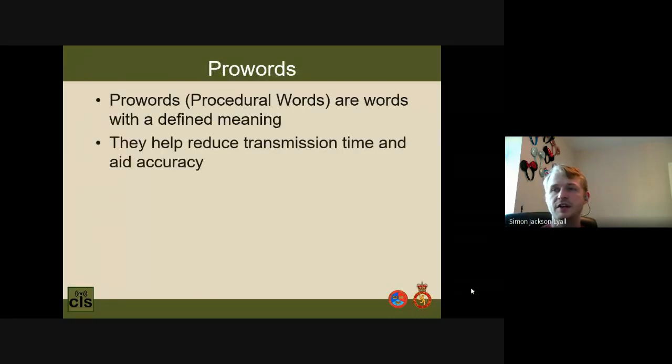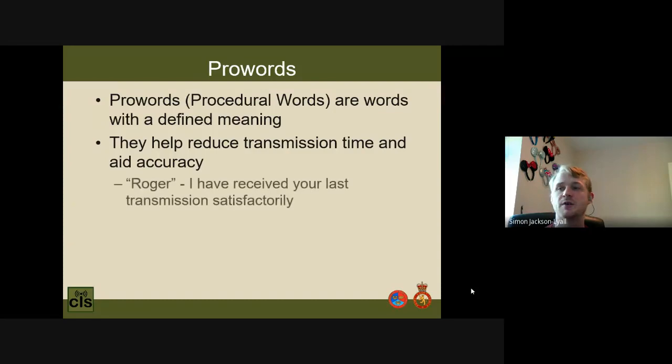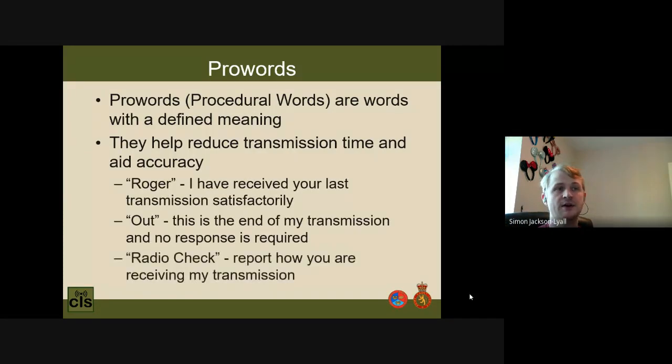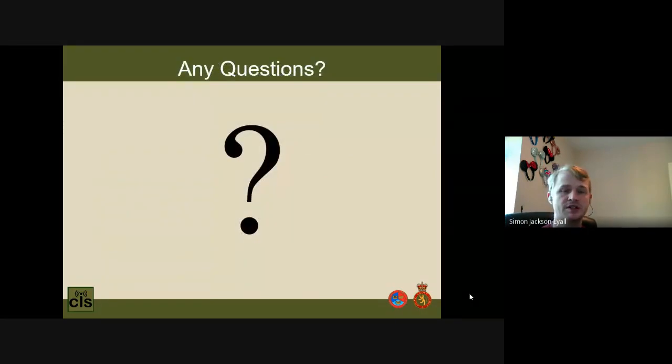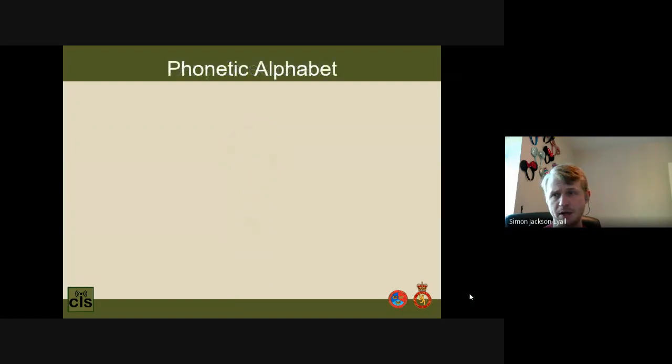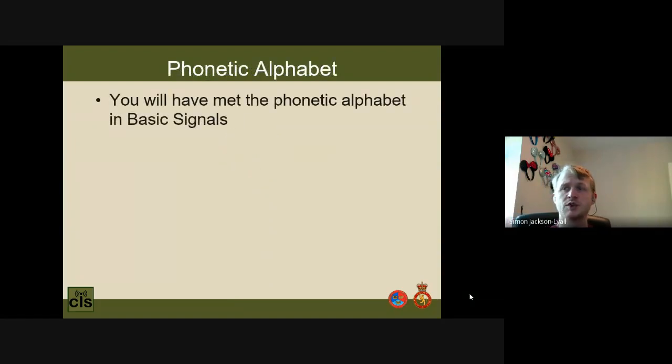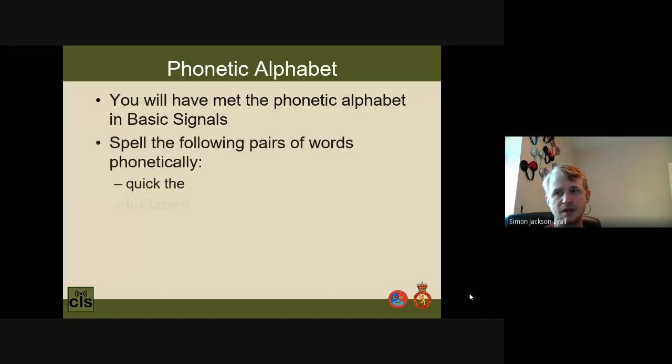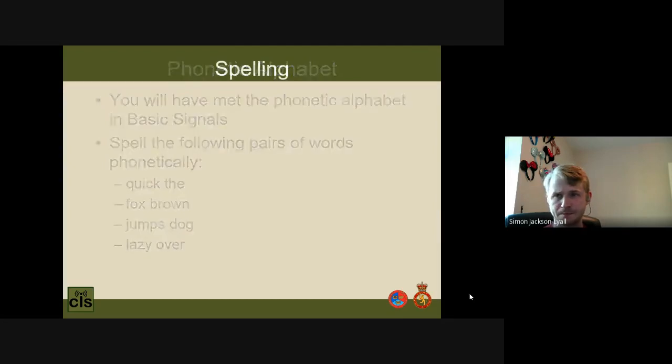I think we briefly looked at pro words. So they're procedural words with a defined meaning. We've already covered quite a lot of them. Things like Roger, out, radio check. We've already looked at those kind of things. So that's what we covered end of lesson last week. Hopefully that's kind of sparked your memory from that. We've already talked about the phonetic alphabet way back. That was first lesson, and the cadets cover it in their basic APC. And there's these things that you want to spell.